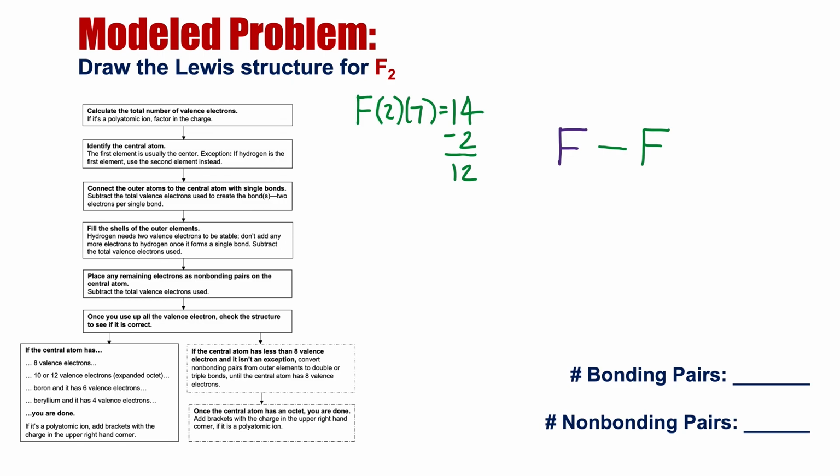The green fluorine is my outer one. I fill its shell and I have 6 electrons left over. I place those 6 remaining electrons on that central fluorine, the one that I did in purple, and now I have 0 electrons left over. When I check that central fluorine, it has 8 valence electrons, it's happy, it's stable, the Lewis structure is done. 1 bonding pair, 6 non-bonding pairs, 1 plus 6 gives me 7, times 2 gives me 14, which is the correct number of electrons that are supposed to be in the Lewis structure.